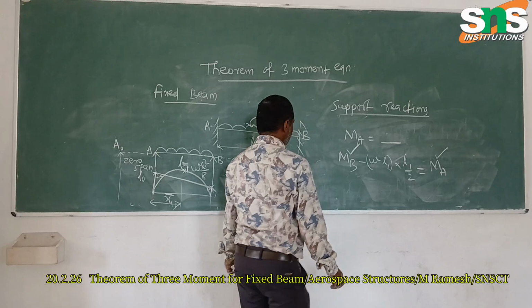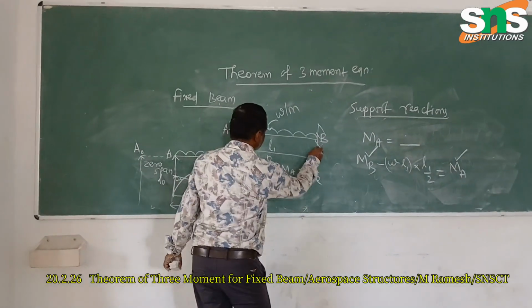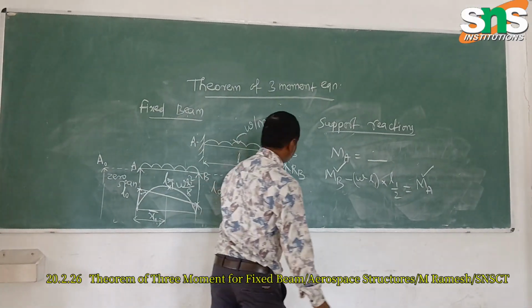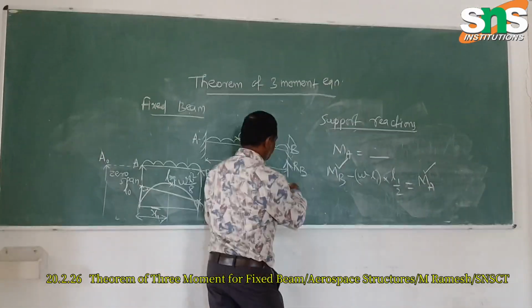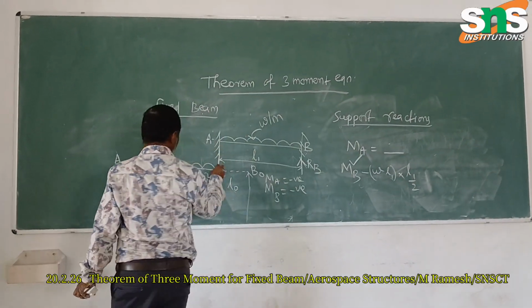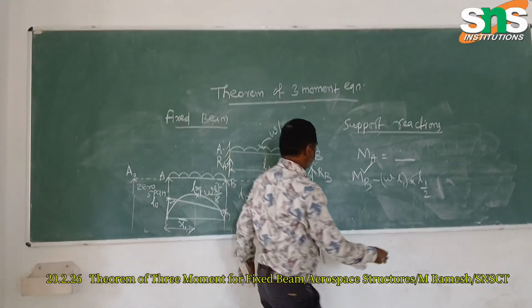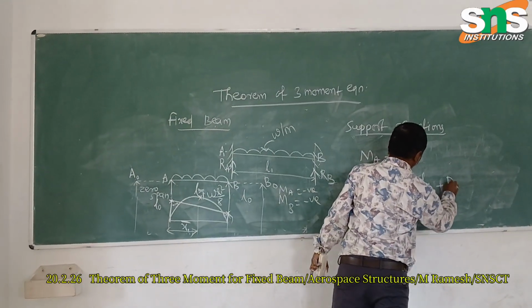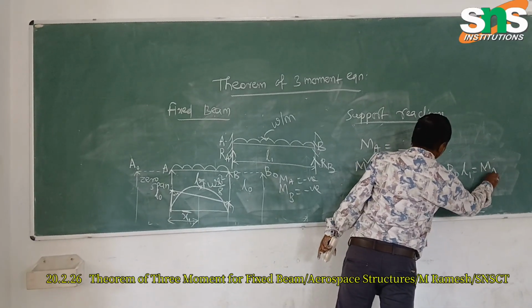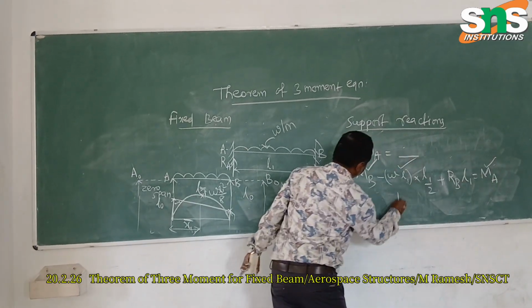And one more thing, the support reactions. Here RB we can have. You have found out the RB value. So RB into, here we can write, here also you have RA support reaction. So RB into L1, that is support RB into L1, that is equal to MB. So known values, we have the known values. Find RB.